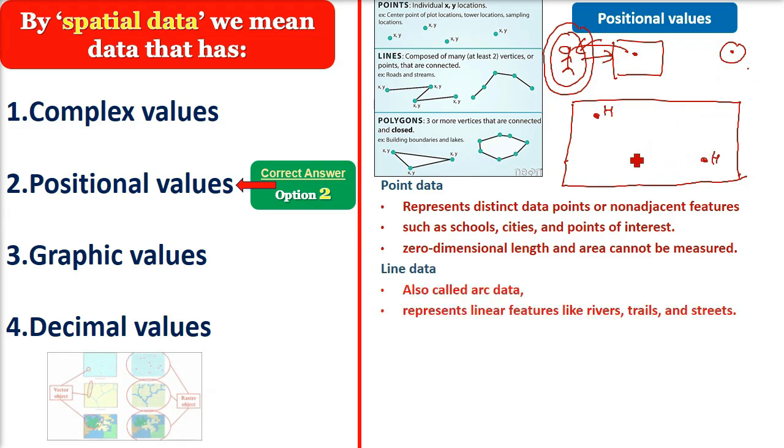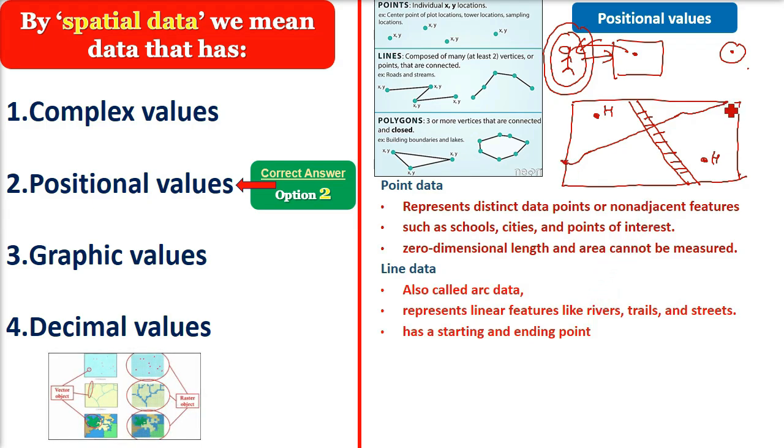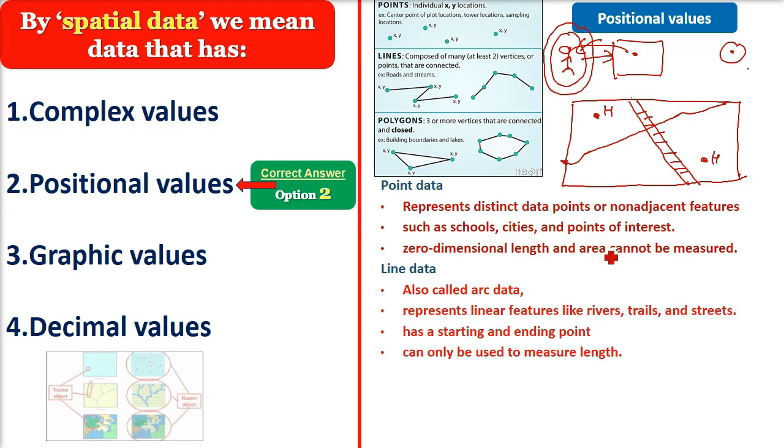But when you come to another feature, it is called line data. There is a road in the map which we are making, and there is a railway line also. So this road and the railway line represent a feature, and this feature can be rivers, trails, or streets. I have given two examples, of a road and, say, a train route. So there is a start and end. In line data, there will be a start and end. And since it is a line, or it can be a curve, meaning a straight curve or a bent curve, it can only be used to measure length. The road from X point to Y point, or A point to B point, the length can be measured.